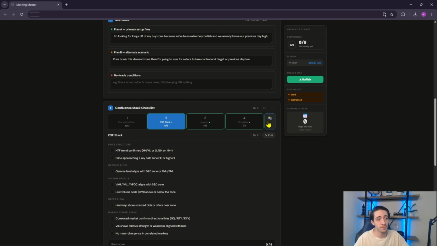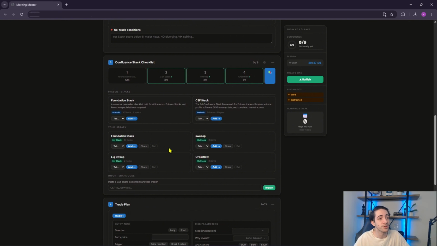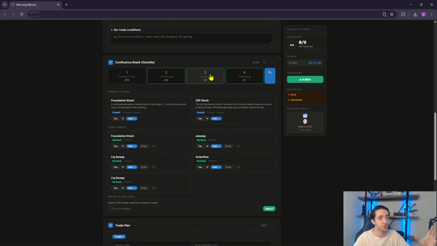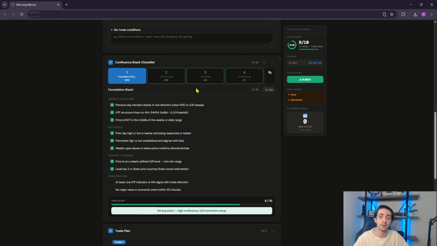And what's great too, before we end this section, is that let's say you create a really nice stack. You could share it with a friend. You click share, you're going to hit copy code, you're going to send that code to your friend, and they're going to insert it right over here. You click paste, import, and now you have their stack inside your own trading library. So you could trade and learn along with your friends and even your own mentors and trading gurus.